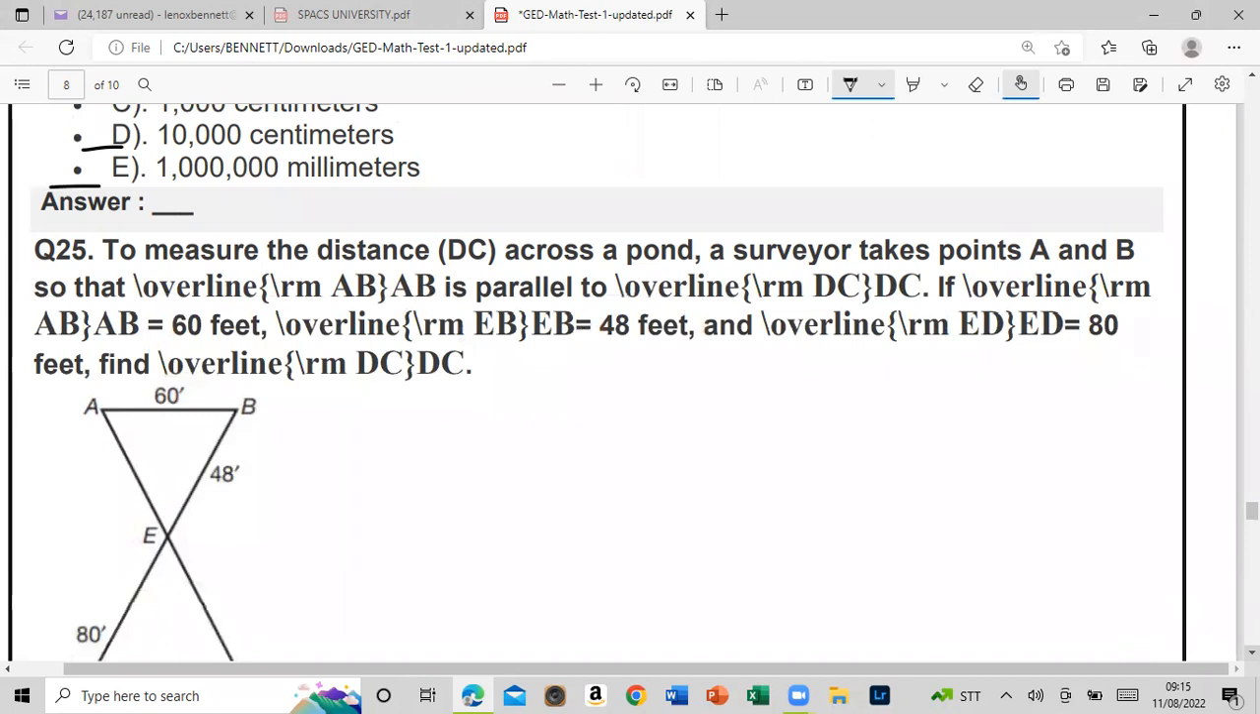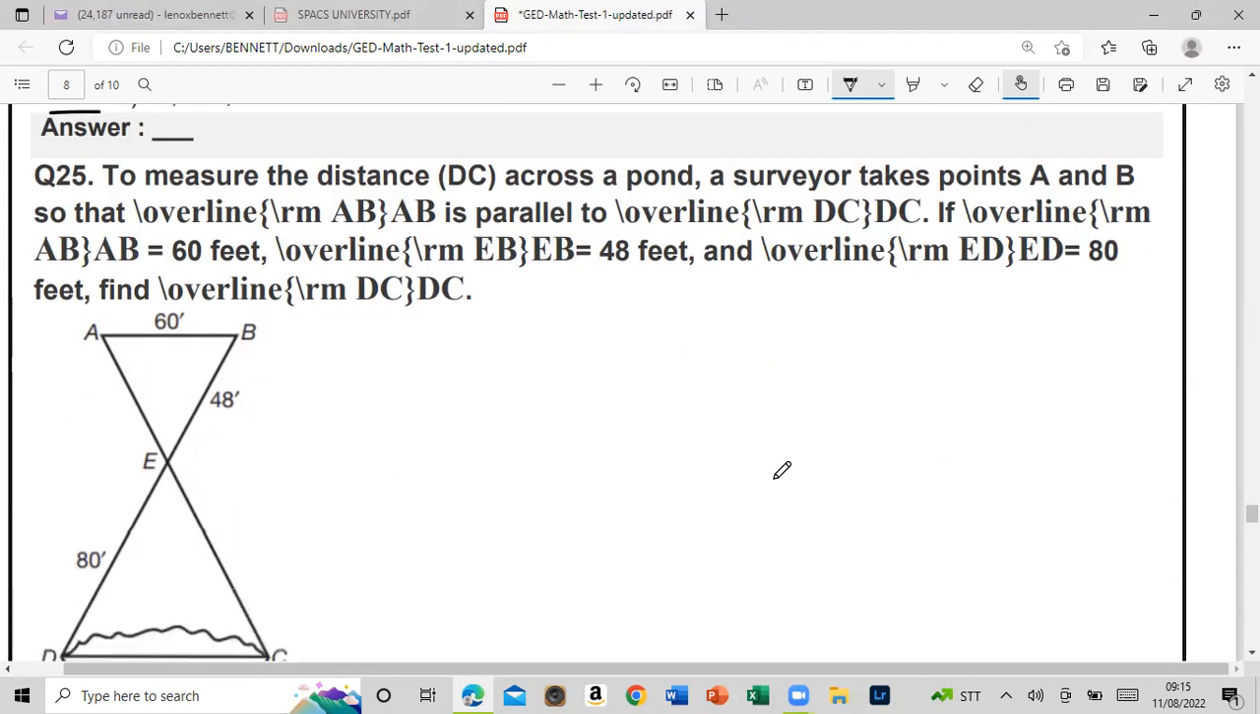Alright, to measure the distance DC across a pond, the surveyor takes points A and B on the line. It's parallel. AB equals 48 and that. Alright. So they ask us to find DC. So let's see where DC is. So it's proportional. So it's 48, 60.